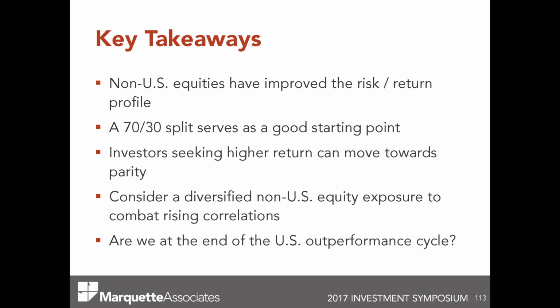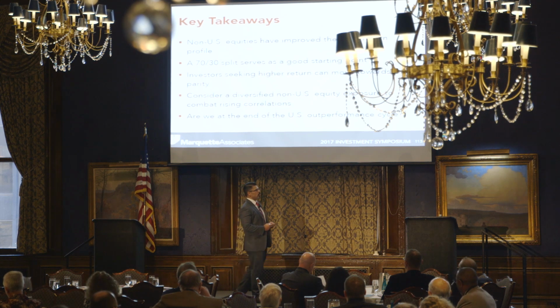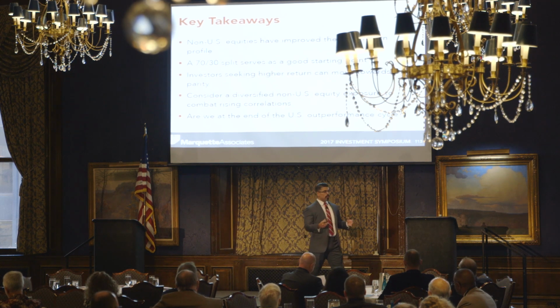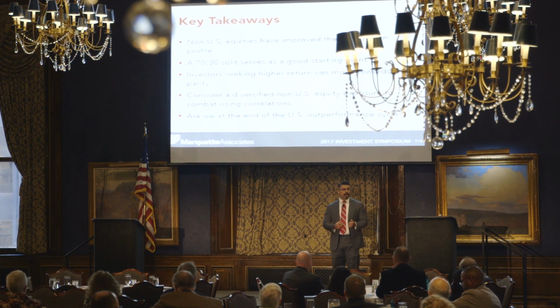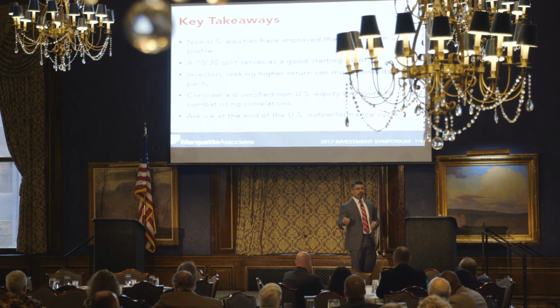So let's go ahead and wrap things up with the key takeaways. 1, adding international equities has improved the risk-return profile historically of portfolios over long periods of time. We think that a 70-30 split, 70% U.S. equities, 30% international equities, is a good starting point for determining equity allocations. For investors that are seeking out higher levels of return, it absolutely makes sense to move closer to a 50-50 split. In terms of dealing with this issue of rising correlations, we think that a diversified international portfolio can help deal with that. And if we look out into performance into the future, we think there are some compelling reasons why international equities can continue their strong returns.